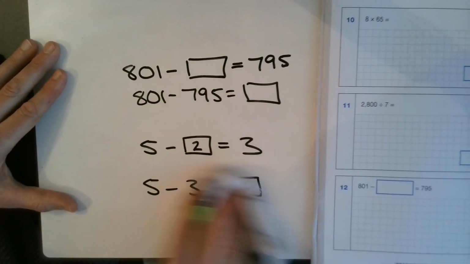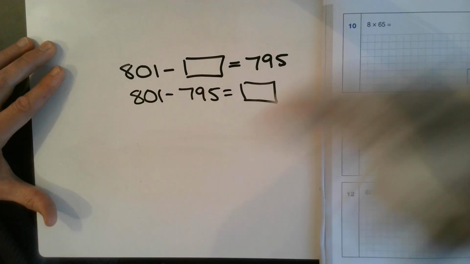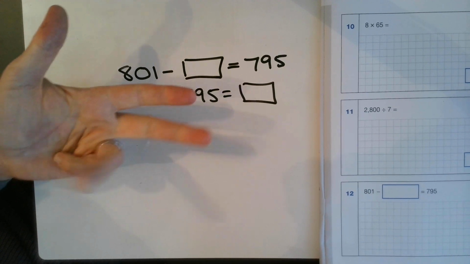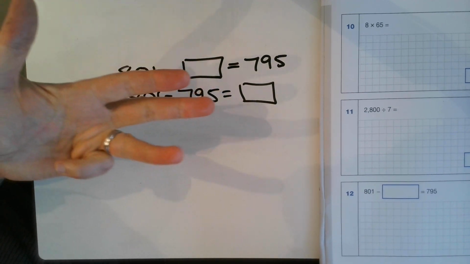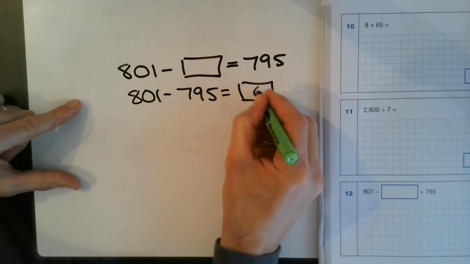Now, some of you can just count on from 795. So you just say 796, 97, 98, 99, 800, 801. So we know the answer is 6.